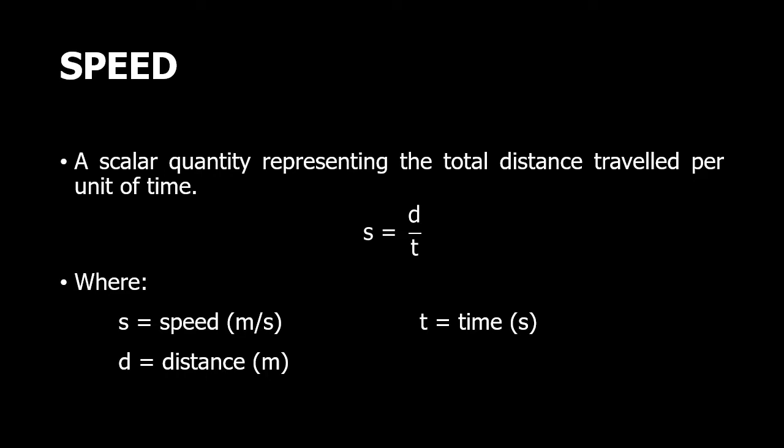So in order to solve for speed, we need to divide the distance over time. As simple as that. S is equal to d over t, where S is speed, which has a unit of meter per second, d for distance, which has a unit of m, t for time, which has a unit of second.